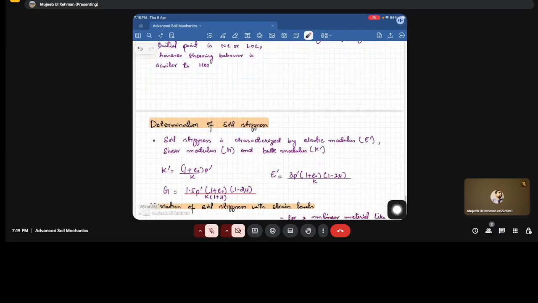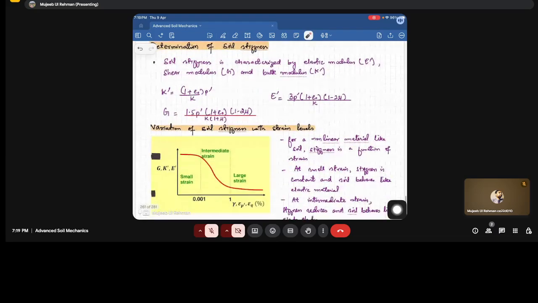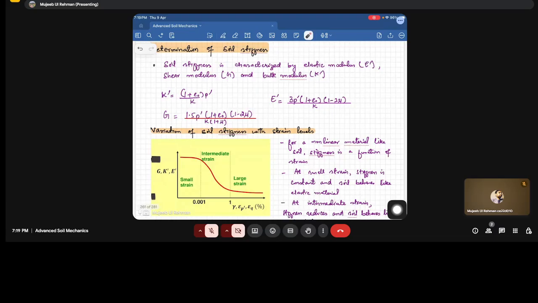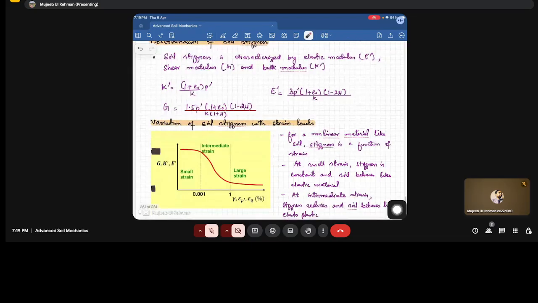After that, we have this determination of soil stiffness. Soil stiffness is actually characterized by the elastic modulus E dash, G, and bulk modulus K. So these are the equations that have been formulated using the critical state parameters. So you can check, these are the formulations, right? And now the variation of soil stiffness with the strain levels. Now how these K, G, E dash are getting affected by the strain levels. So you can see the curve.